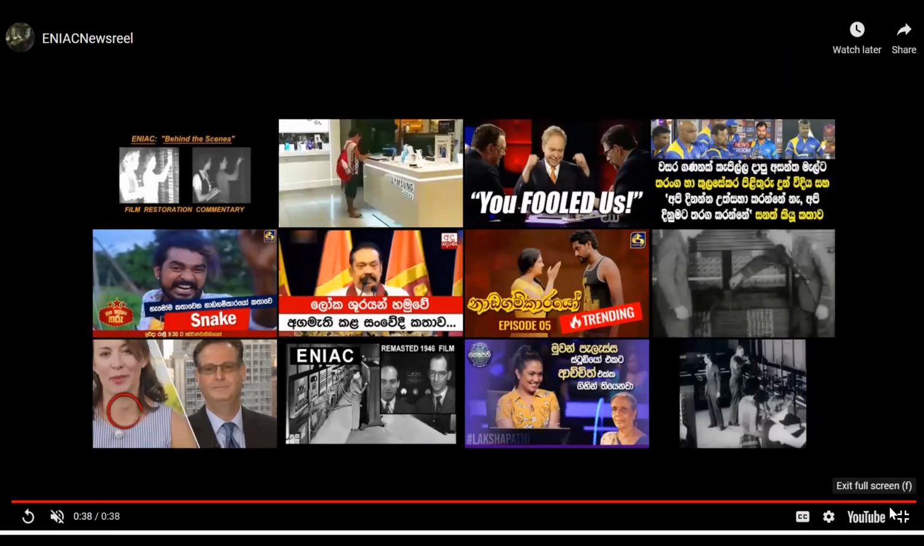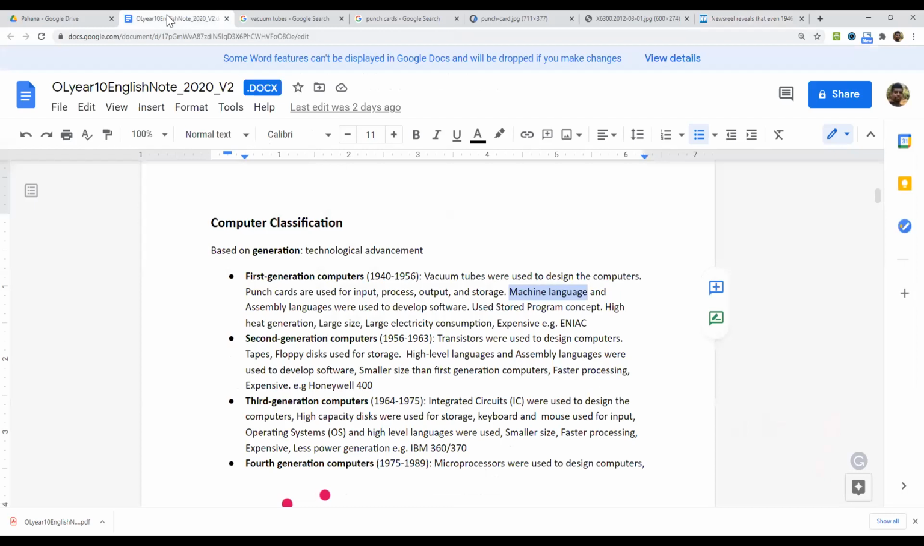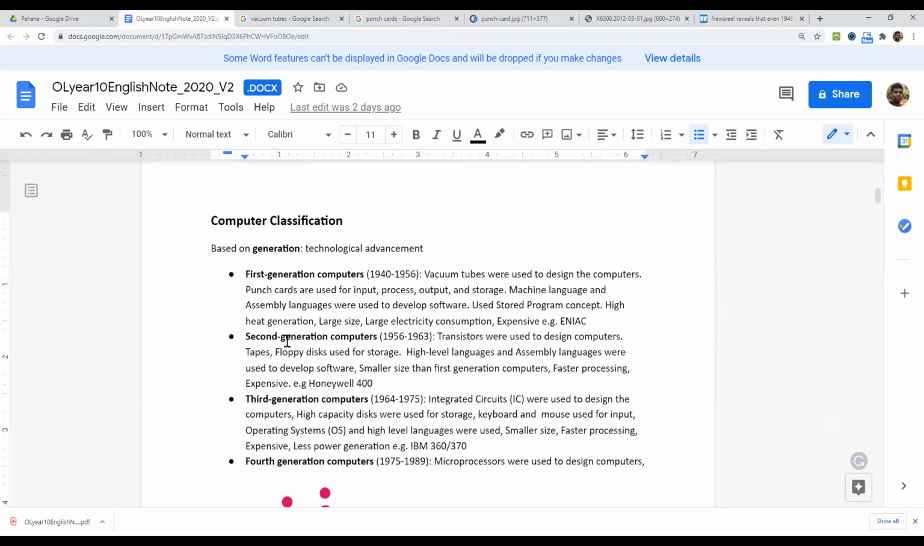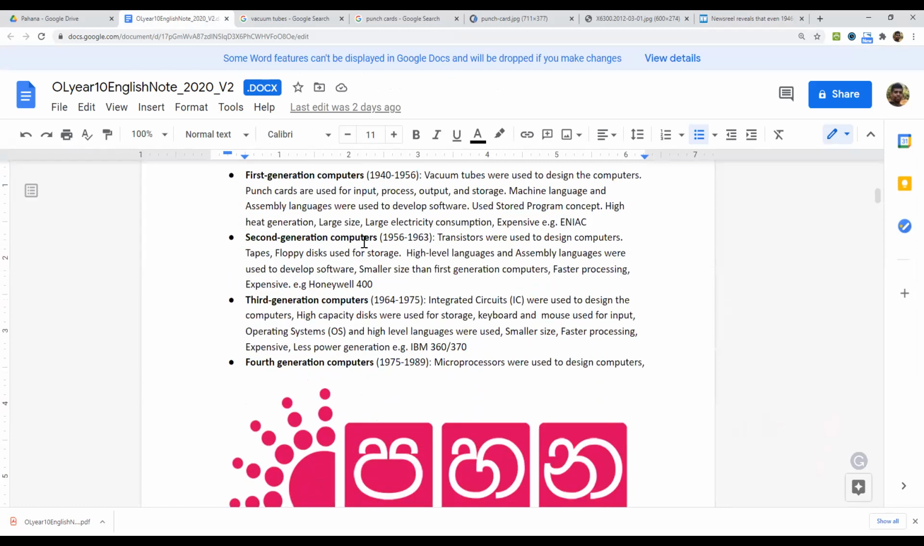Okay, so I hope you got some idea of how first generation computers looked. What you need to remember is the main technology used there is vacuum tubes and punch cards as inputs, and machine language and assembly languages were used. It generates a lot of energy and heat, is large in size, consumes a lot of electricity, and is expensive. An example is ENIAC.